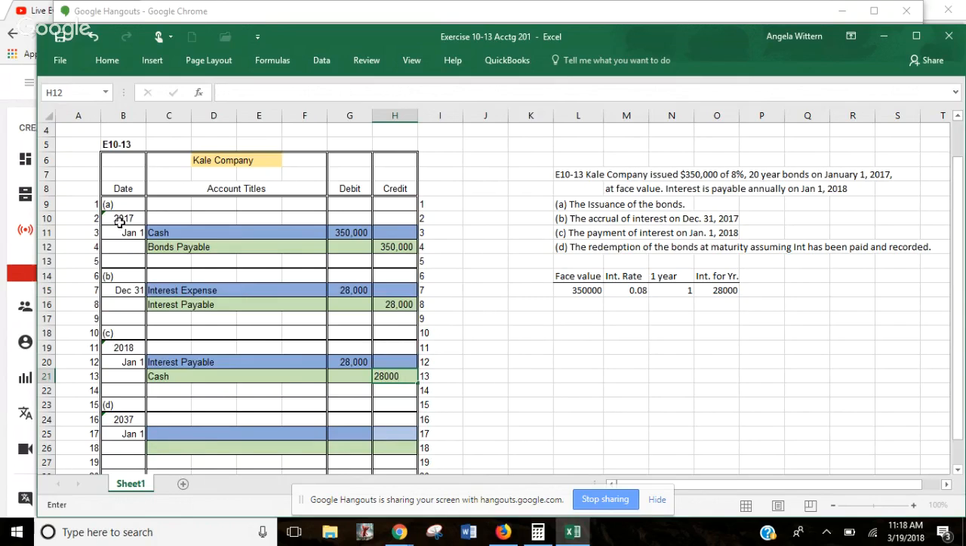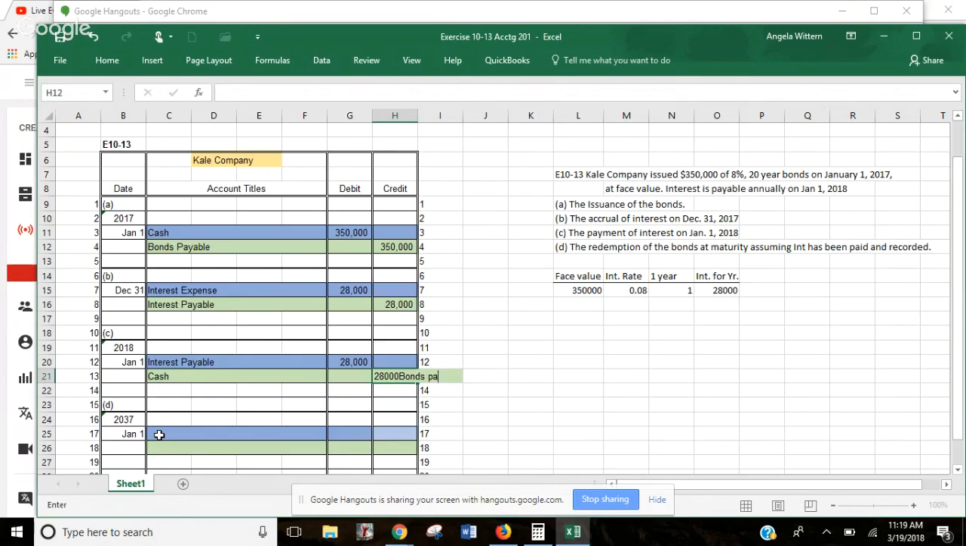Our last entry now happens 20 years later in the year 2037. January 1st is asking us to redeem the bonds at maturity. So we're going to be paying off these bonds at face value, and we are to assume that the interest has already been recorded. So we just have to write off the face value of the bond. So we are going to decrease bonds payable.